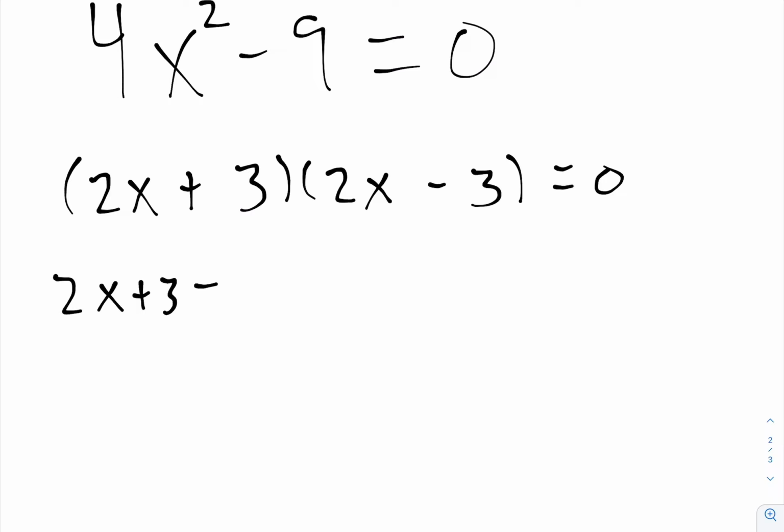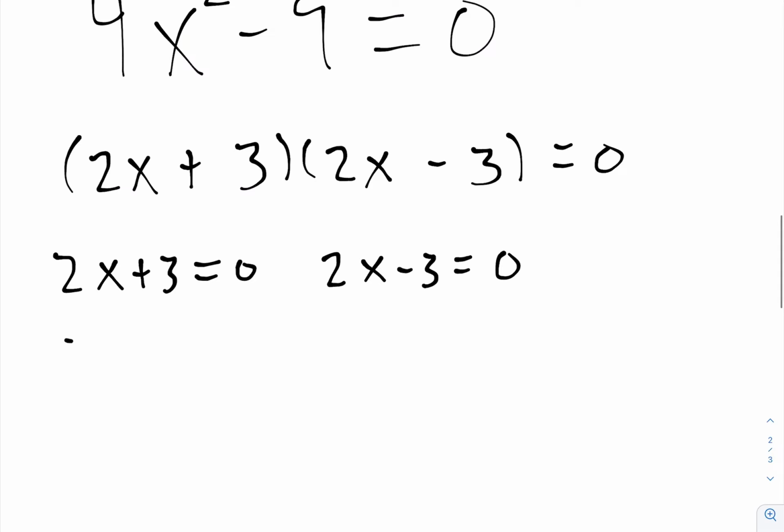So either the bracket on the left, 2x plus 3 equals 0, or the bracket on the right equals 0, so 2x minus 3 equals 0, or both of them do. So maybe both of them equal 0, because 0 times 0 does equal 0.